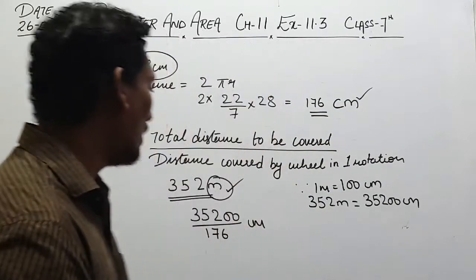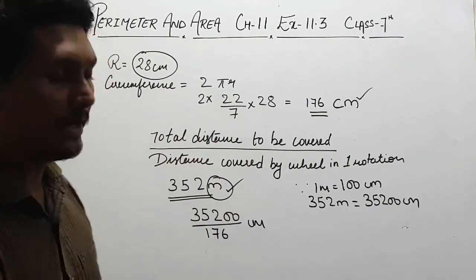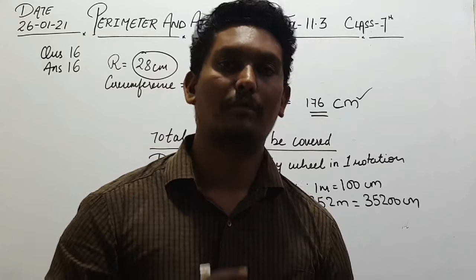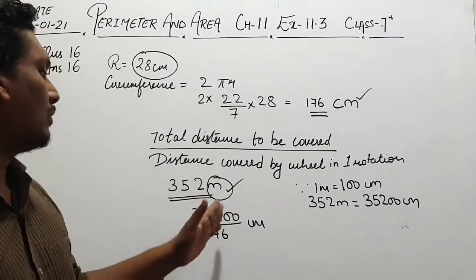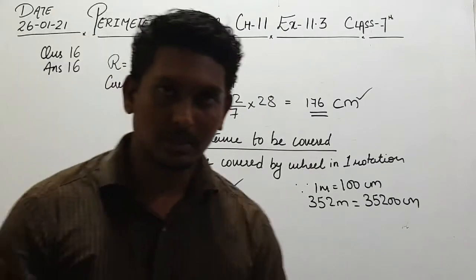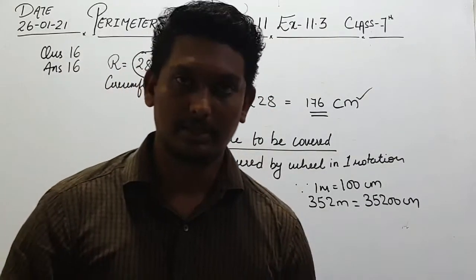Now what you have to do is, for finding the one rotation, we have to find the value of 1, so we have to do the division here. 35200 divided by 176. This calculation you have to do and you will get the answer.